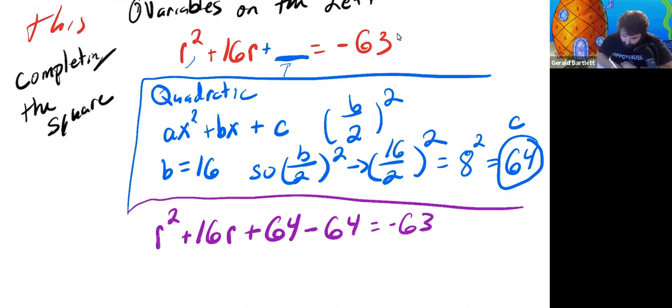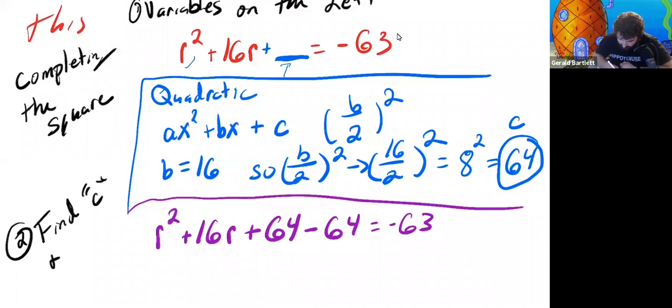So our step 2 here, and we've kind of already done it, find our C, and add, subtract. This does take some practice. This takes some getting used to.